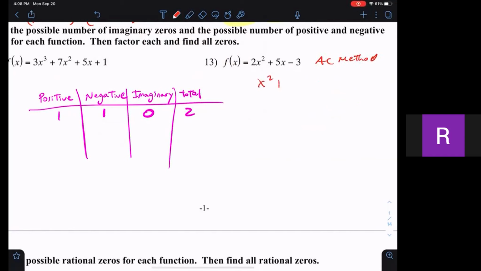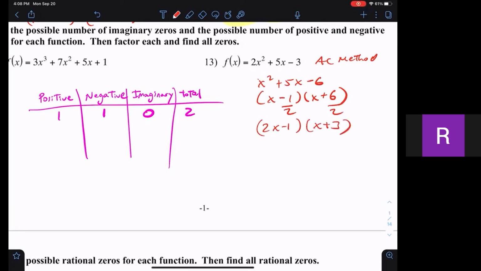So this is x squared plus 5x minus 6, x minus 2, x minus 3, right? That's going to be 6. Actually, it doesn't work. Let's do 6 and 1, right? 6 and 1, that works. And this is supposed to be positive and this is supposed to be negative. Okay, so that works. Negative 6, 5. Now I need to divide by 2. So this is going to be 2x minus 1, x plus 3. Okay, so that's the answer.